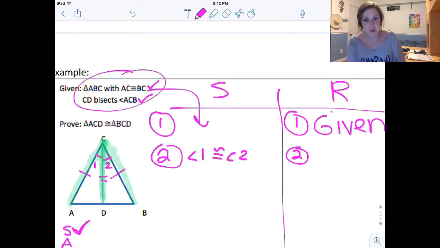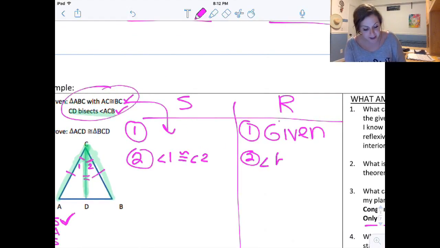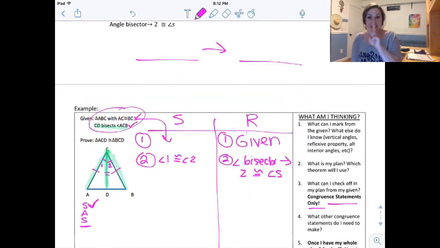How did I know that? Let's refer back to our given. They told us here that this was bisected. Angle ACB was bisected. So what I have is an angle bisector, and that gives me 2 congruent angles. So now that's my second congruent statement. So I'm going to check that off.